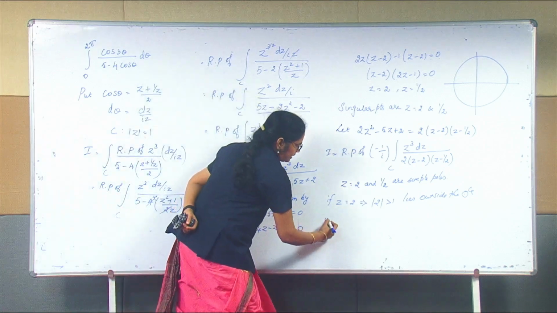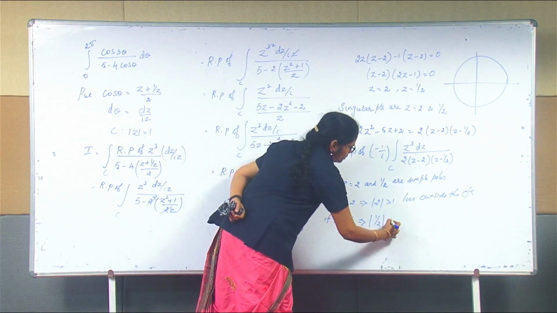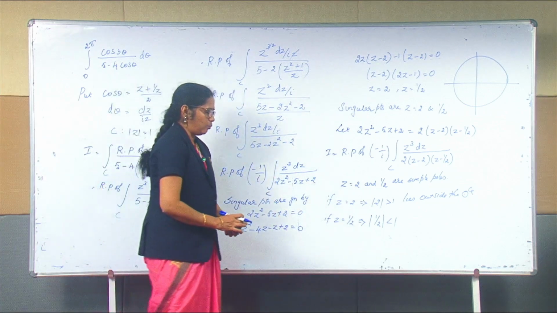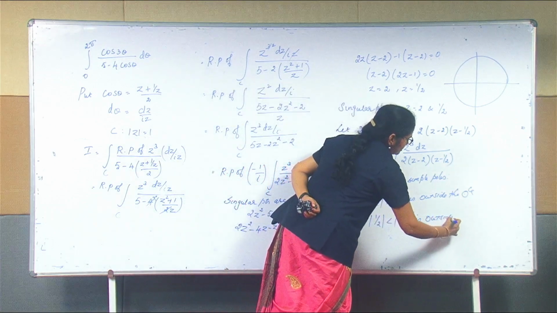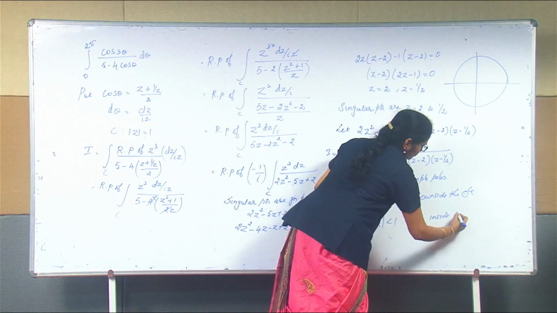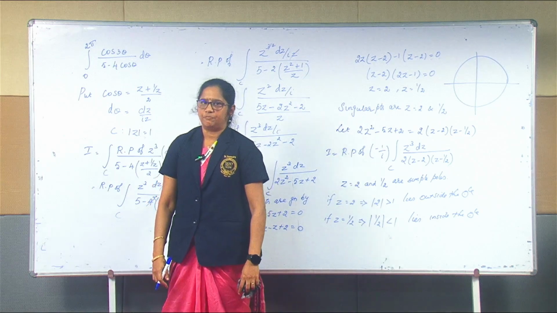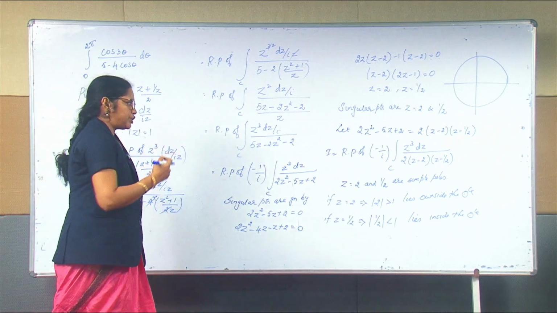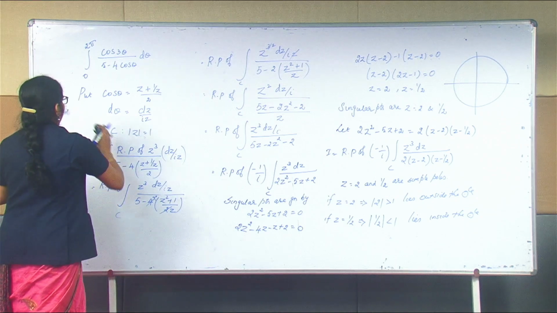Next, if z equal to half, modulus 1 by 2 is 0.5, which is less than 1. So this point, z equal to half, lies inside the circle. So we should consider only the z equal to half point. After identifying that location, whether it lies inside or outside, what should we do? We have to find out the residue for that particular point.